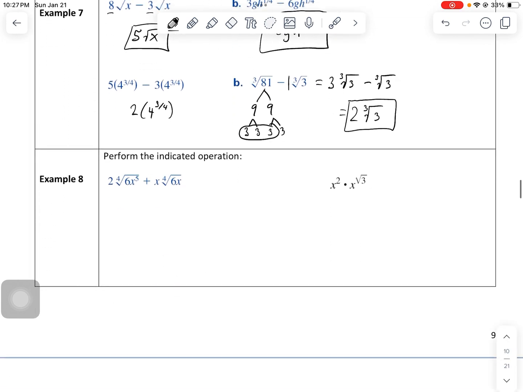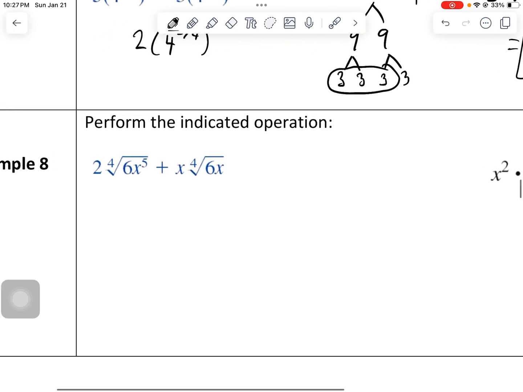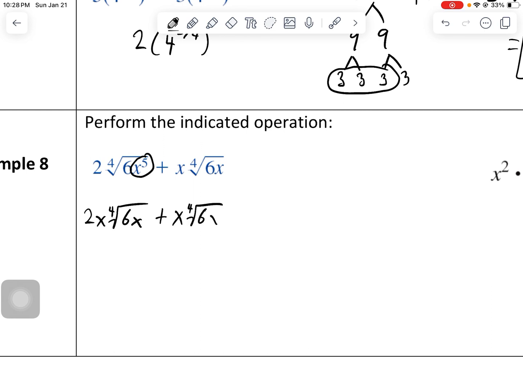All right, last set here. Perform the indicated operation. So again, we want to break down if possible. So if we look at this first one, it's the 4th root of 6x to the 5th, and then it's plus x, 4th root of 6x. So the only thing that I see we're going to be able to break down is x to the 5th. We can take out one group of 4 from that. So if I break that down, I'm going to take out an x, and then inside I'm still going to have a 6 and an x. So plus x times the 4th root of 6x.